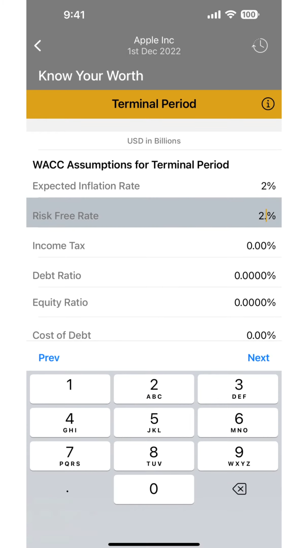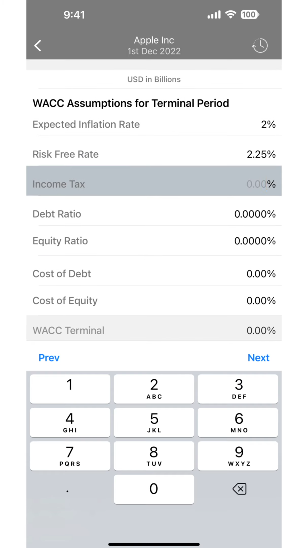Here, we take 2.25% as the risk-free rate during the terminal period. This is assumed as inflation of 2% plus real interest rate of 0.25%. You may refer to the tooltips denoted by the eye icon for better clarity for using the app. The marginal income tax rate is ideally entered for the terminal period, assuming the tax rate is expected to stabilize to this rate on an average in the long term. For Apple, we have taken this as 21%.